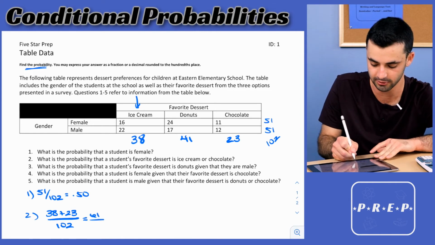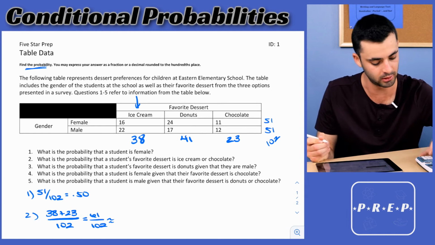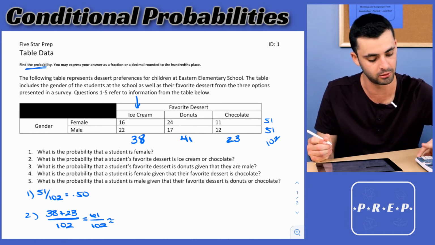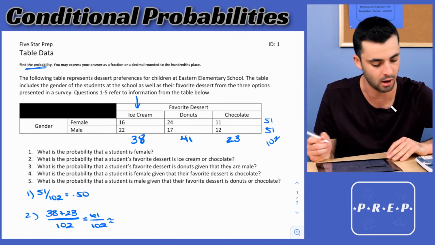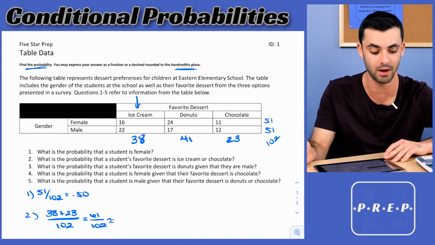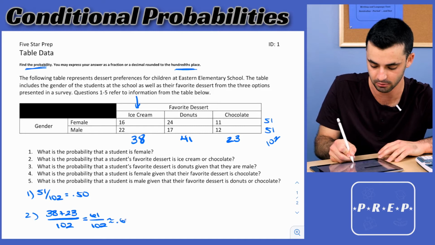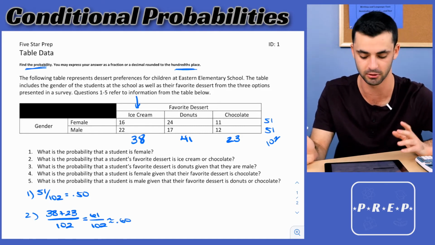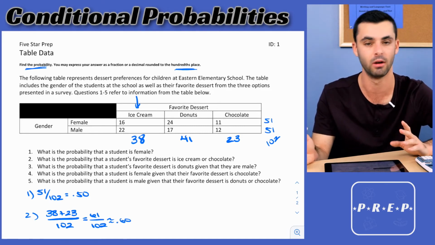So we could write this as 61 over 102, and that would be approximately 61 divided by 102. We can round that to the hundredth place as our instructions say, or 0.598, which rounds to 0.60. So around 60% of students preferred ice cream or donuts.